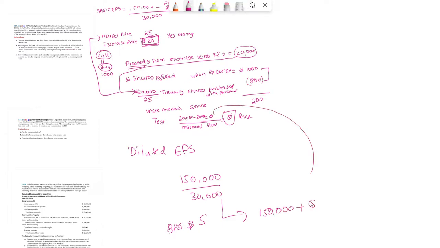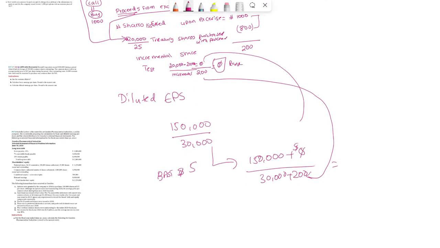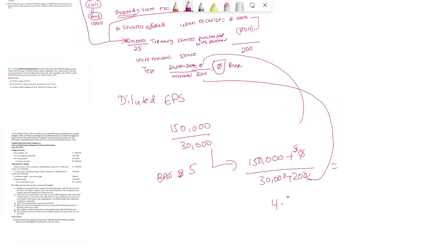The top number is your 0, that's the dollar value. The bottom number is your 200 shares, not dollars, 200 shares, and we have 30,000 shares outstanding. If I put them together, that will give me diluted earning per share, which is $4.97. We want our earning per share to go down. That's why the options will always be in the money when we think of it.